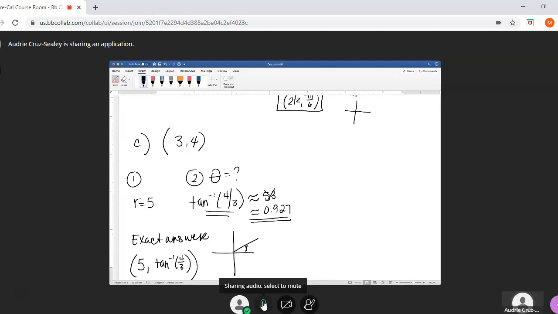Remember, polar is R comma theta. So your R was 5 and this is your theta. It gives you your angle, but if it says exact answer, then it doesn't want you to change it into a decimal. It just wants you to put the angle in. So you would just do tangent inverse of 4/3. Is everybody okay with that? Because I'm going to blow your mind on the next one.